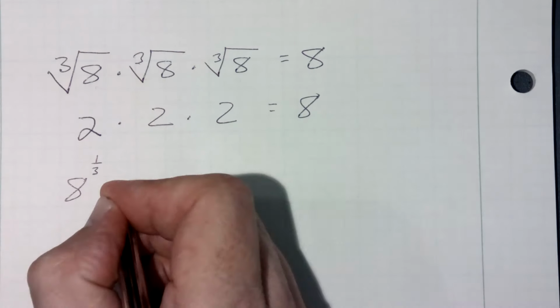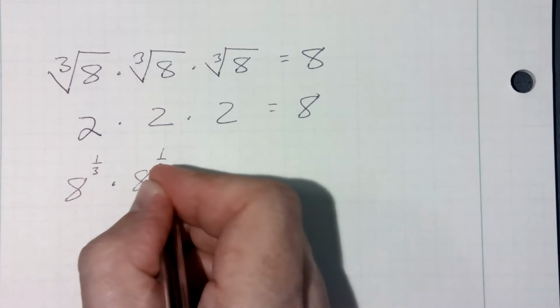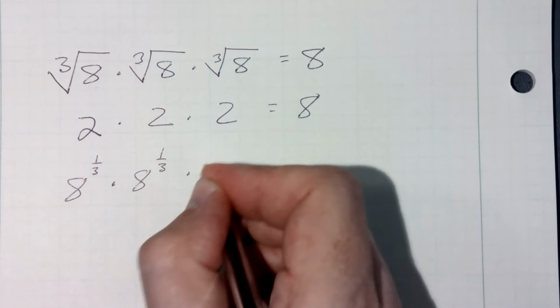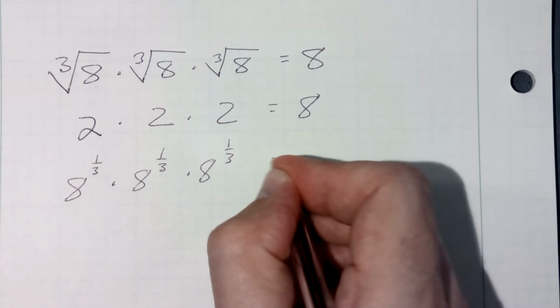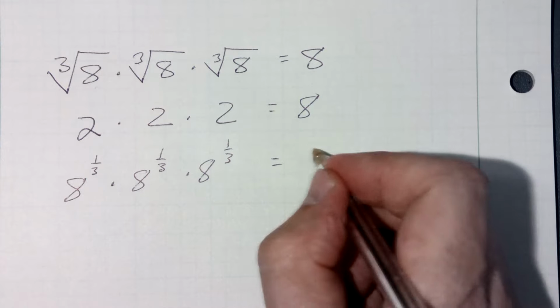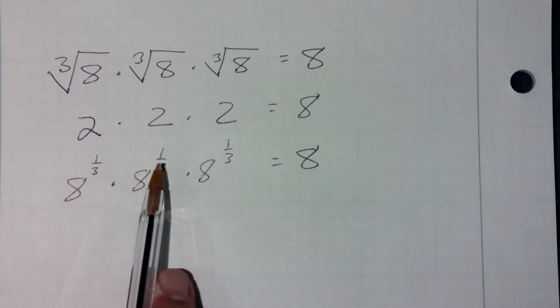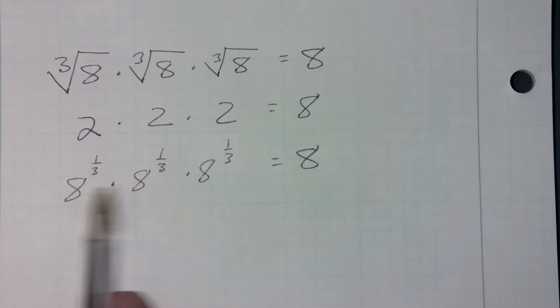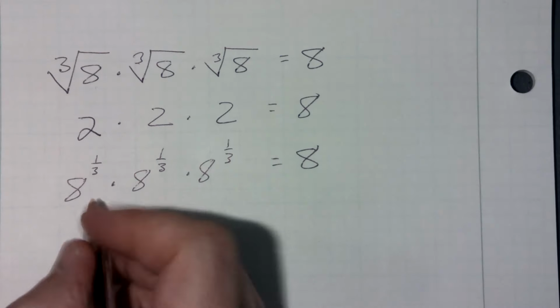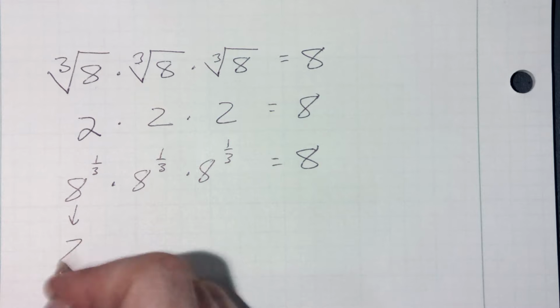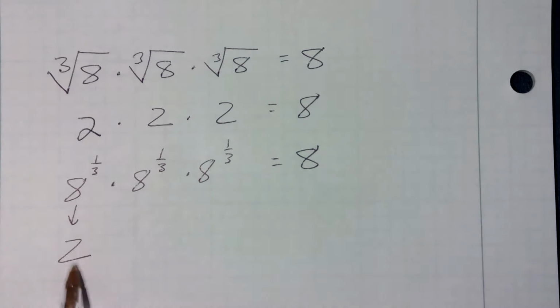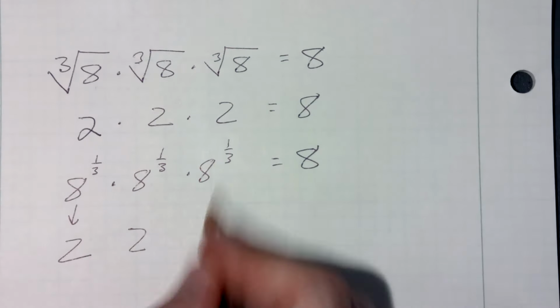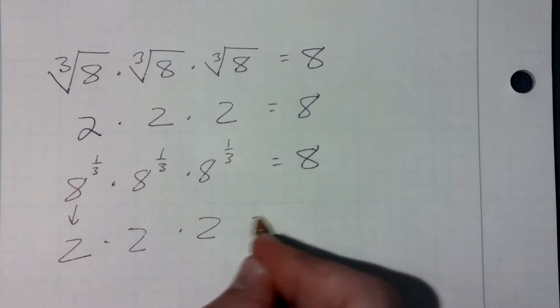Because if I multiply 8 to the 1/3 power times 8 to the 1/3 power times 8 to the 1/3 power, that's equal to just plain old 8. Because what's 1/3 plus 1/3 plus 1/3? It's 1, or 8. So 8 to the 1/3 is really the same as the third root of 8, or 2. And we get 2 times 2 times 2 is 8.